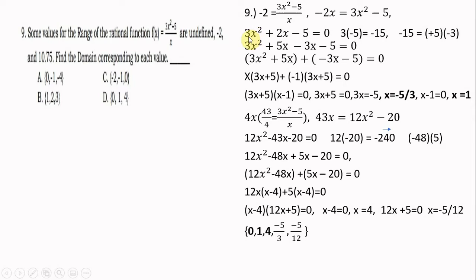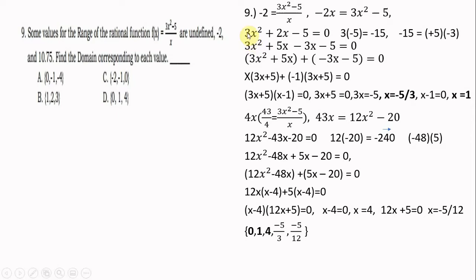Now, to find the factors, you have to multiply first 3 times negative 5, that's negative 15. And the factors of negative 15 which, if we combine them, the result is positive 2, are positive 5 and negative 3. So positive 5 times negative 3 is negative 15, but when you combine positive 5 and negative 3, it is positive 2. So this is factoring by renaming.